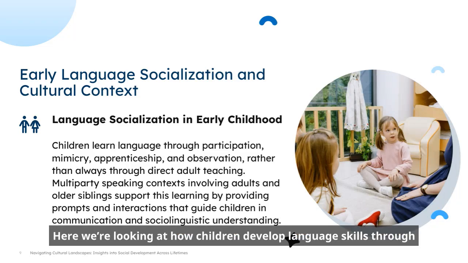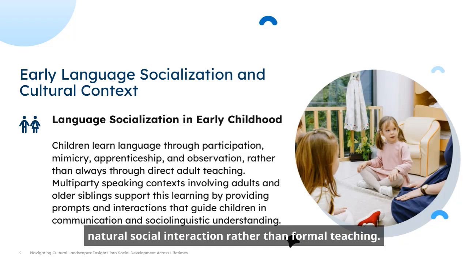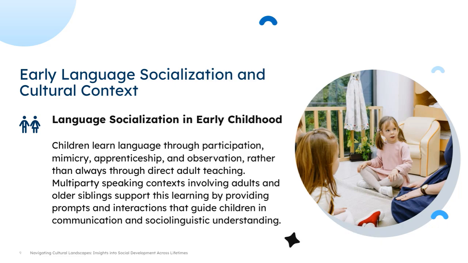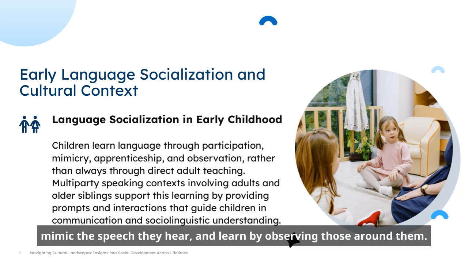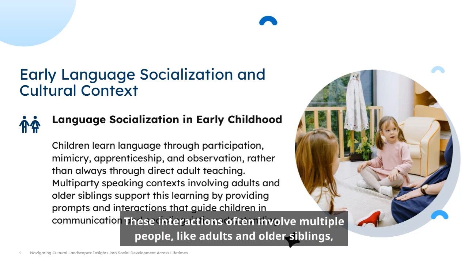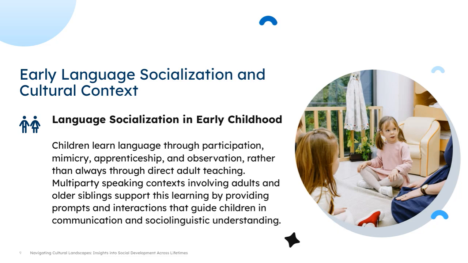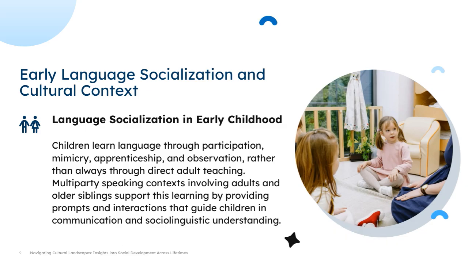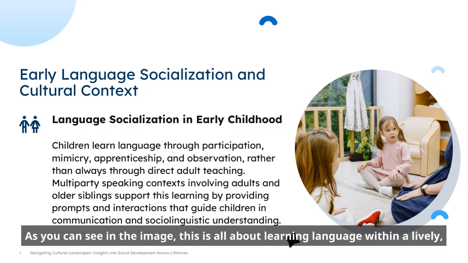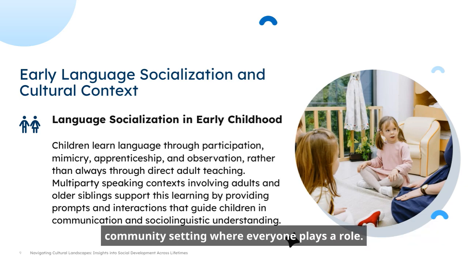Here we're looking at how children develop language skills through natural social interaction rather than formal teaching. In early childhood, language socialization happens as kids participate in conversations, mimic the speech they hear, and learn by observing those around them. These interactions often involve multiple people, like adults and older siblings, who provide subtle prompts and support. This kind of environment helps children grasp not just words, but also the social and cultural rules of communication. As you can see in the image, this is all about learning language within a lively community setting where everyone plays a role.